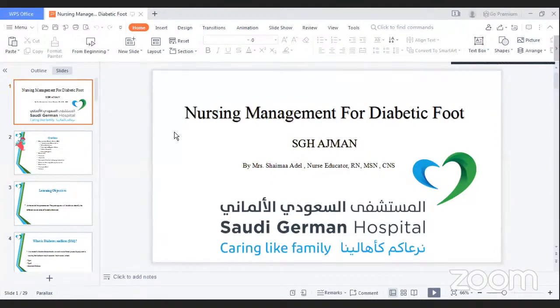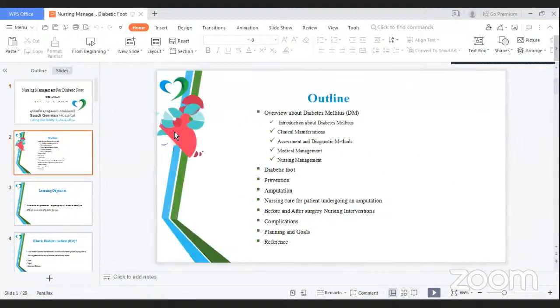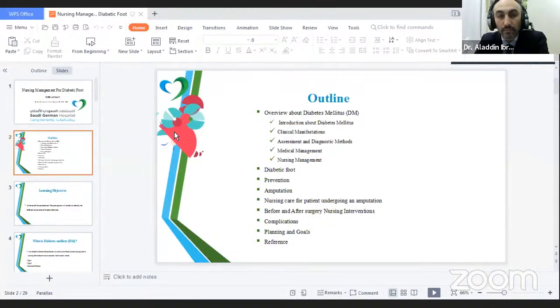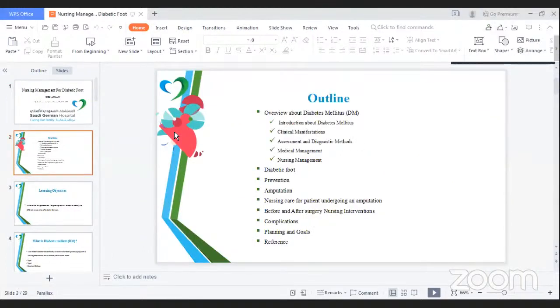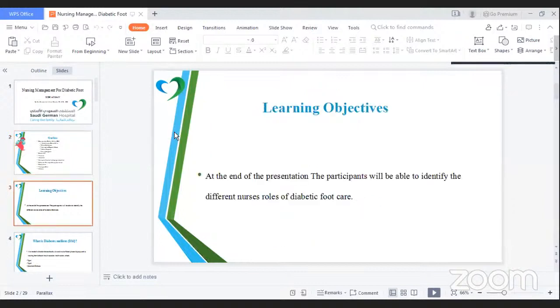First, today we'll speak about the nursing management for diabetic foot. Briefly, I will speak about diabetes mellitus, and then we will go to diabetic foot care, prevention, amputation, and the nursing care before and after the amputation.